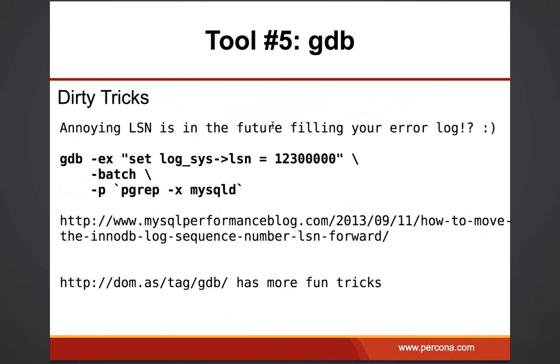Here is another nice trick. If you ever get an annoying "LSN is in the future" message in your error log from InnoDB, well, you can actually go ahead and follow Nikolai's advice and advance the LSN to the future to make it match and then get rid of the issue. This, again, is just an experiment. It's just to show you the power of GDB, and it shouldn't be done on a production system. It's more a showcase thing.